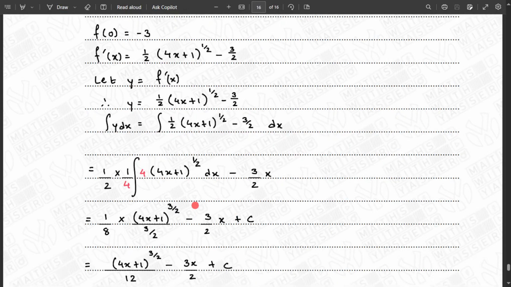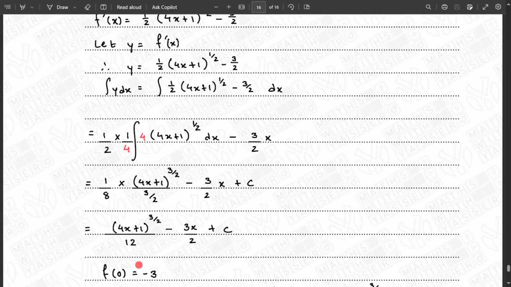Now we can integrate the power. This will become half plus 1, which is 3 by 2, over 3 by 2. Simplifying it further, we get (4x plus 1) to the power 3 by 2 over 12, minus 3x by 2, plus c. In the previous part of the question, we found that f(0) is equal to negative 3. With the help of this, we can find the constant.